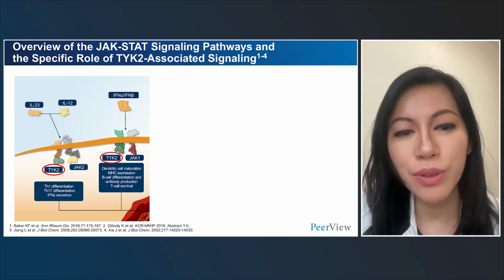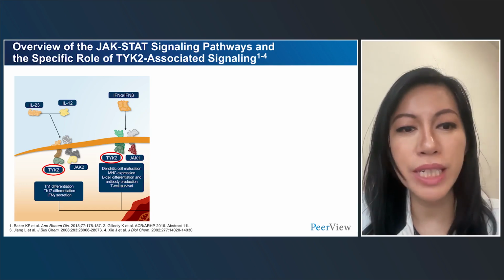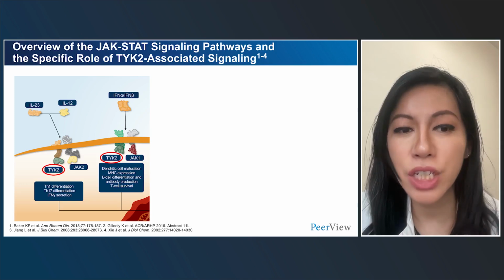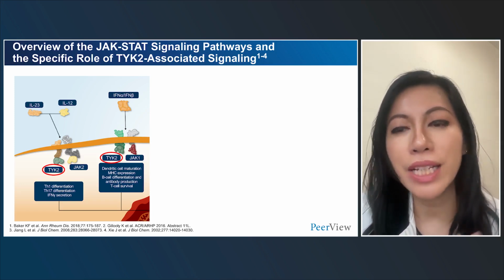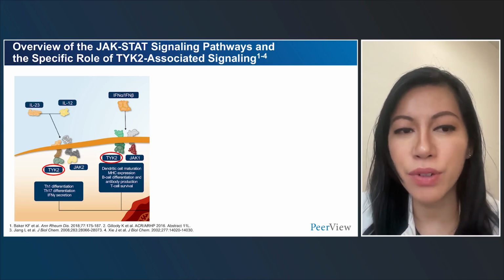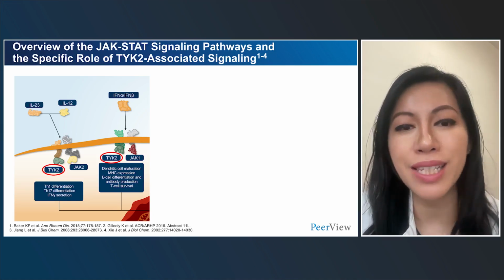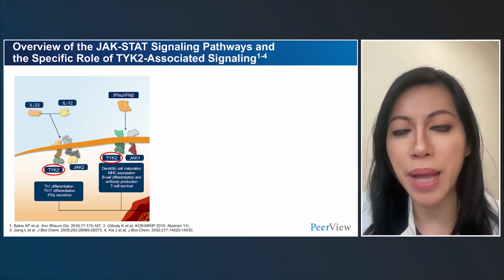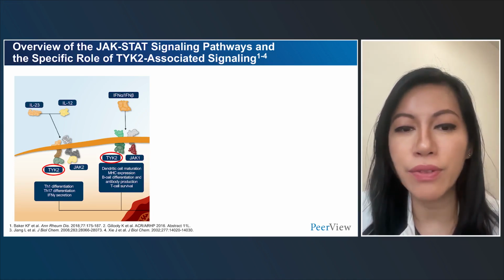So in this particular slide, what you see is that IL-23 can bind to the receptor, and then in order to transmit the IL-23 signaling, TYK2 is very much involved in this pathway. Now, it's also important to know that aside from IL-23, there are other pathways that can contribute to psoriasis pathogenesis, and that can include the interferon alpha and interferon beta pathway, and that also involves TYK2.